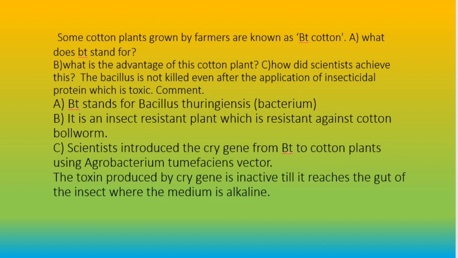How did scientists achieve this? Scientists introduced the cry gene from BT, that means Bacillus thuringiensis, to cotton plants using a vector. Usually, for transferring a gene of interest to plants, we use the vector called Agrobacterium tumefaciens. And the Bacillus is not killed even by the insecticidal protein, which is toxic. Comment: the bacteria is not affected by this toxin because the cry protein is produced in the form of a protoxin, meaning in an inactive form. Only when it reaches the gut of the insect, due to alkaline pH, this crystal will solubilize and become active.